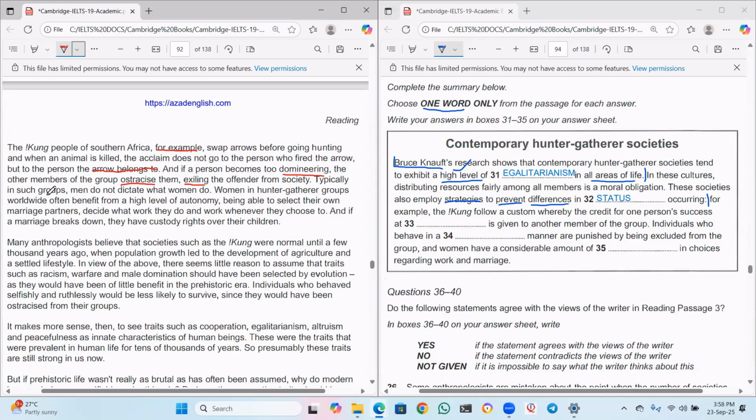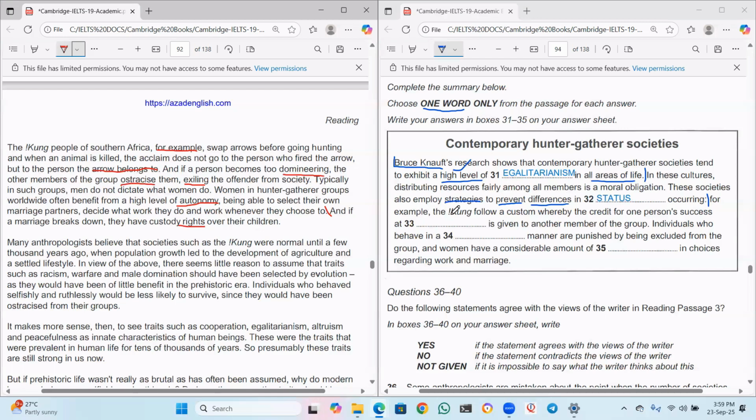Then, typically in such groups, men do not dictate what women do. Women in hunter-gatherer groups worldwide often benefit from a high level of autonomy. Okay, autonomous means they have the right, they have the power to choose their own right. Okay, being able to select their own marriage partners, decide what work they do, and work whenever they choose to. Okay, and if marriage breaks down, they have custody rights over their children. Okay, a lot of things are there in this Kung group, right? Then, all right, let's read the questions.